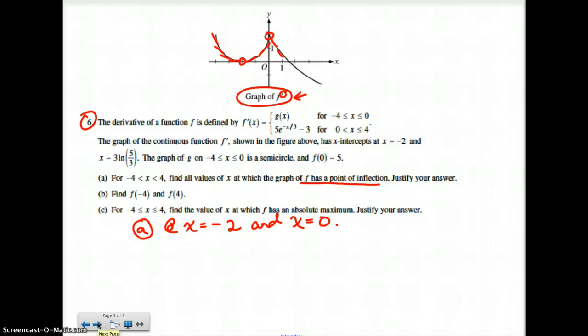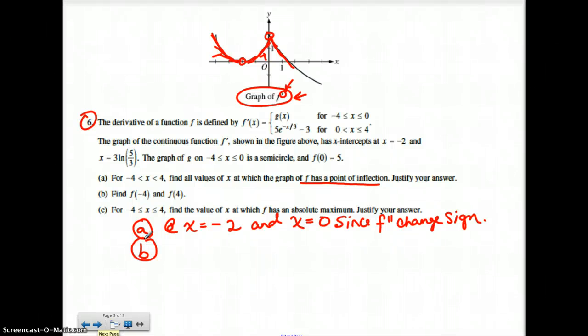That's an algebraic explanation. Graphically, I would just say since f double prime changes sign. Again, f double prime would be the slope here. It'd be negative and then positive. Or equivalently, you could say because f prime, this graph here, goes from decreasing to increasing to decreasing. There's a change in that. All right? So that's part A.